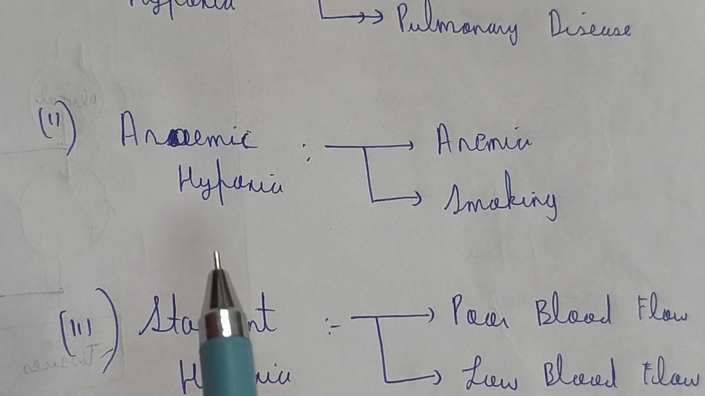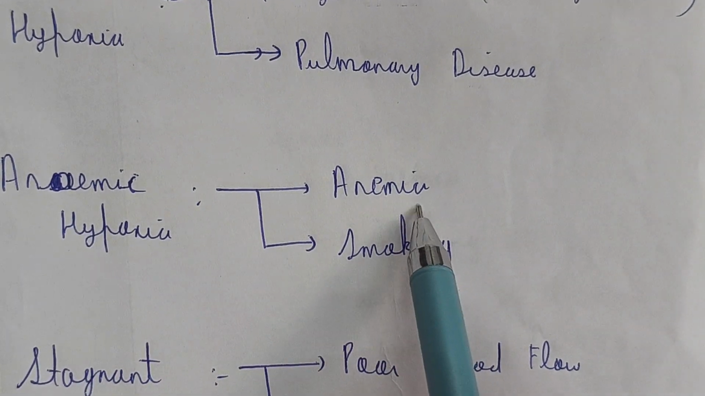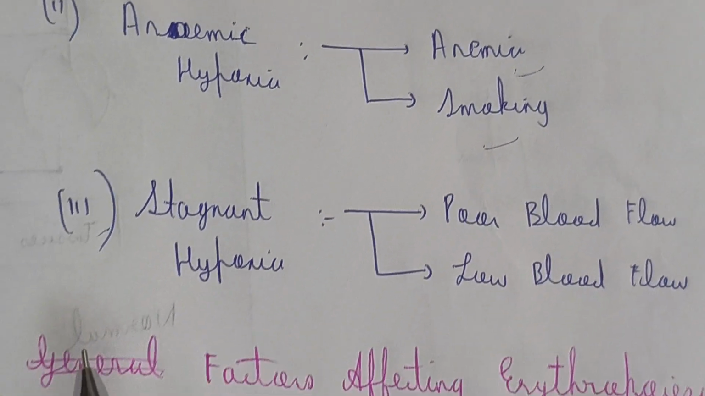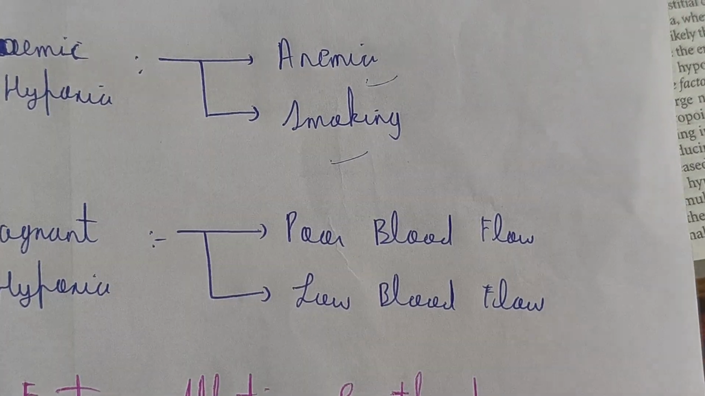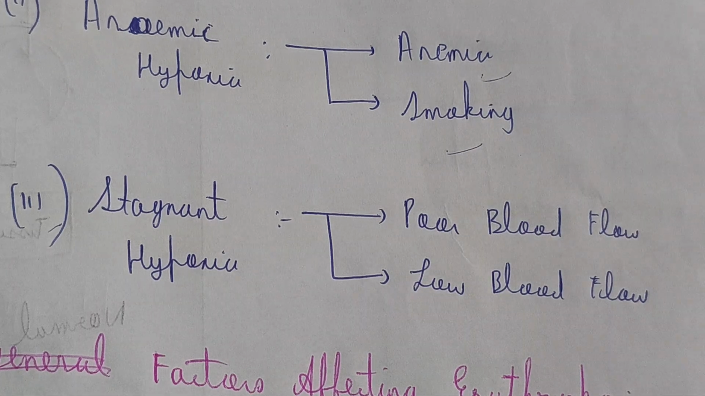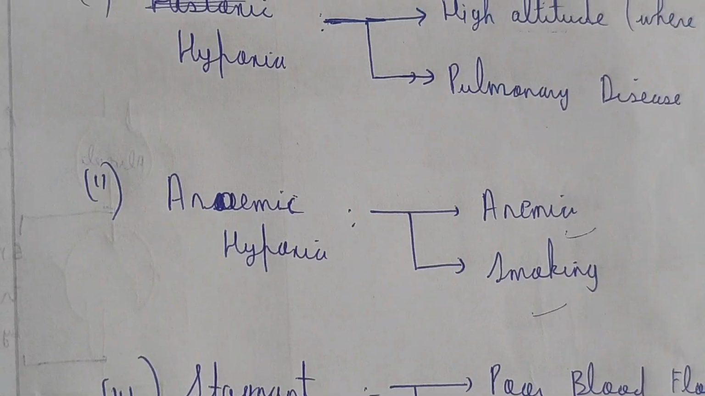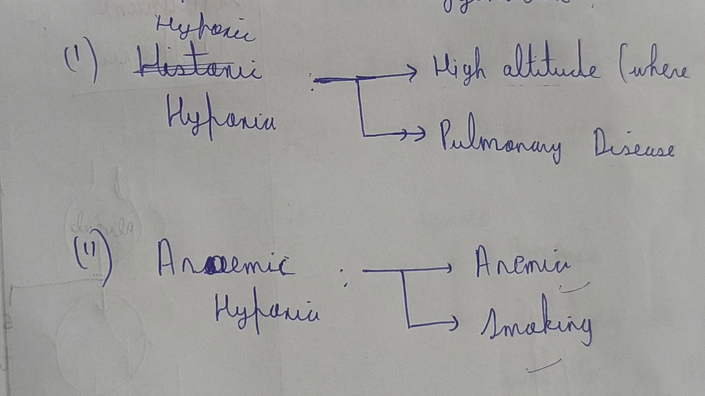And then second, anemic hypoxia. So here you can see anemia and smoking. And third, stagnant hypoxia, poor blood flow or low blood flow. And about this hypoxia we will also have to study in the chapter on respiratory physiology.